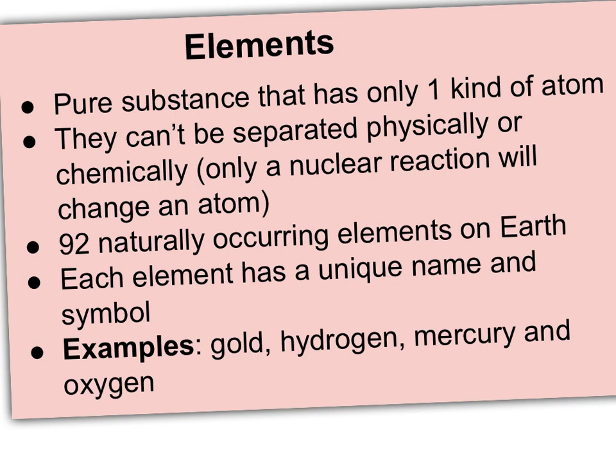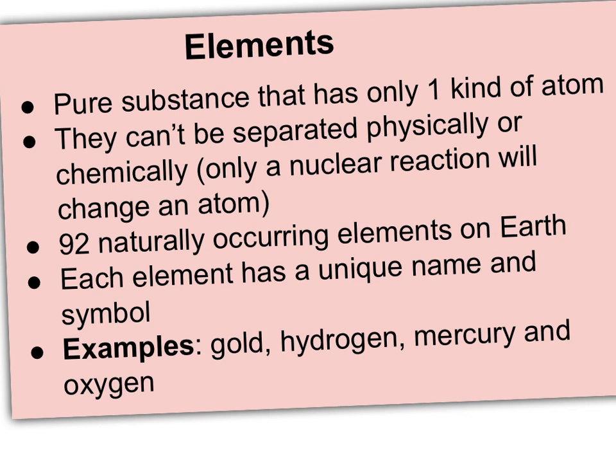Welcome. This very short video is just going to define the difference between an element and a compound. Elements and compounds are the two kinds of pure substances that exist. And remember, substances are different than mixtures because substances can only be separated chemically, if at all.